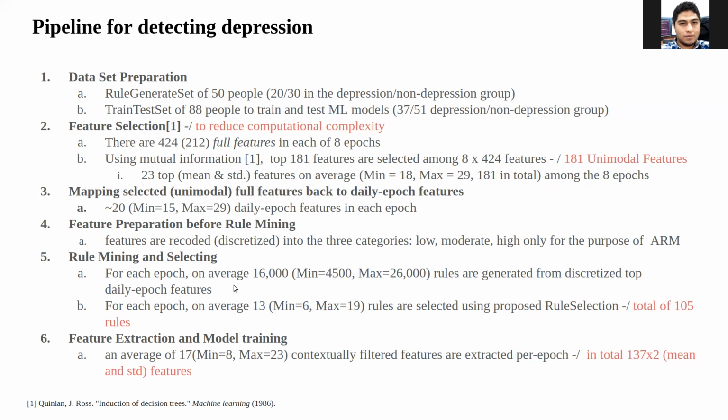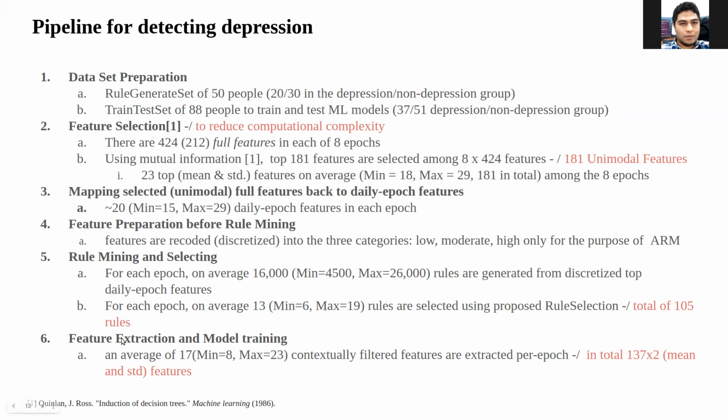So now we have to do rule selection based on their proposed metric. And after the rule selection, on average, they are obtaining 13 rules for each epoch. But please note, this is just on average. It differs for different epochs. Some epochs have 6 and some have 19. But in total, as a result, there would be 105 rules.